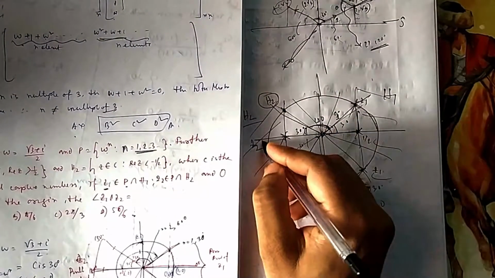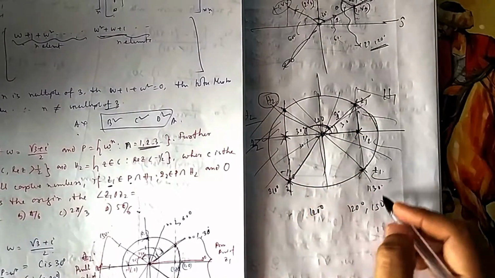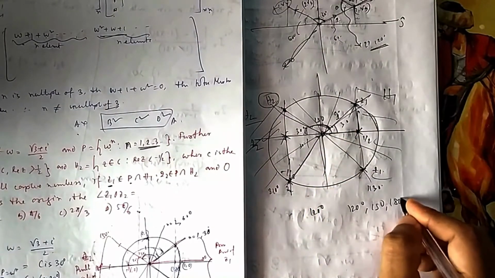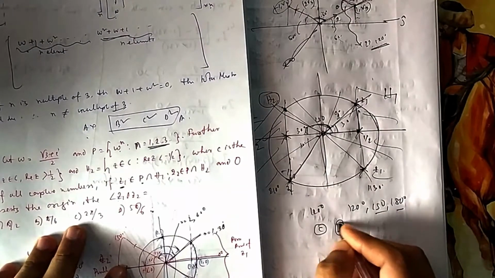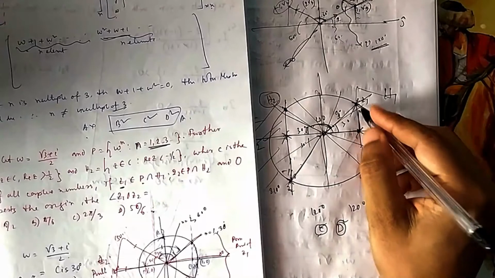If you take z1 here and z2 here, then it will be 180 degree. So these are the possibilities. That means your option C and D is possible, rest is not possible. z1 can be anywhere in these three.